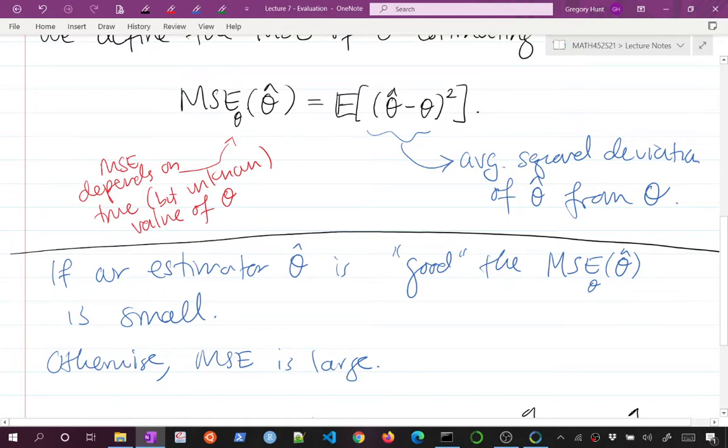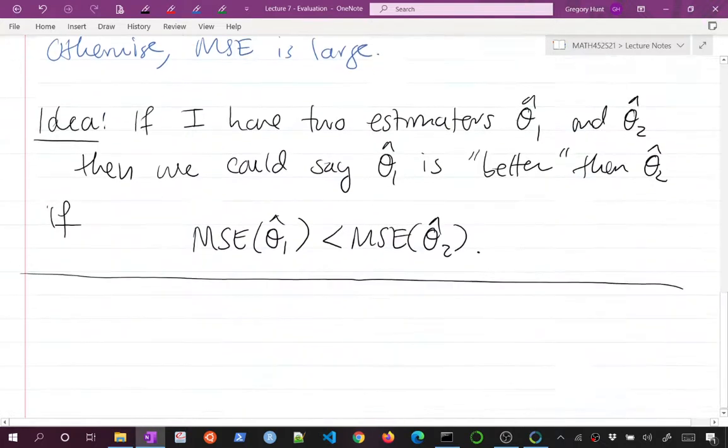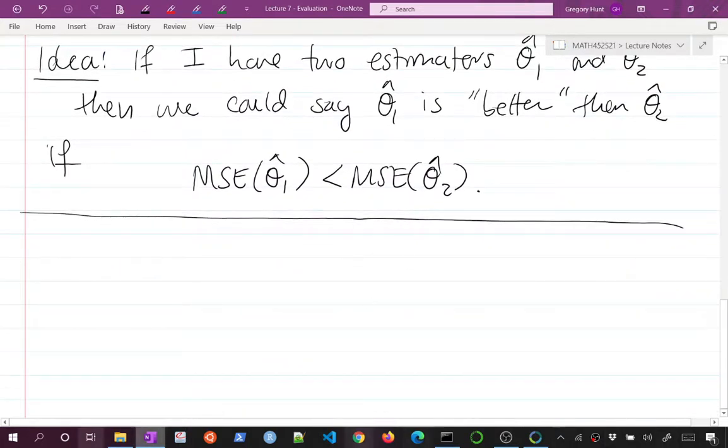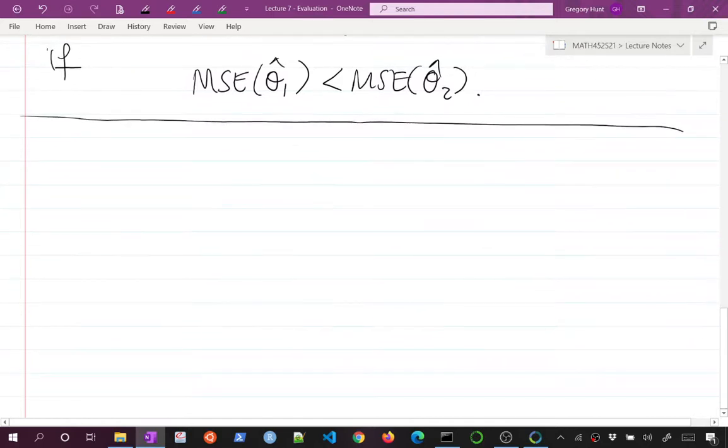Okay, so as I said, one of the reasons that we like using the MSE is because it's analytically tractable, it's analytically nice, and it can be related in a really nice way to two other concepts, which we'll define, and those concepts are going to be the bias and the variance. So let's talk about bias.